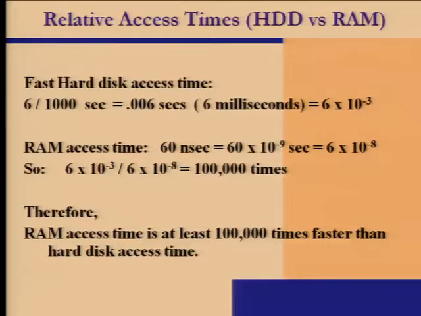So we look at the relative speed, the access time, of a hard disk and RAM. For the hard disk, we are talking in terms of milliseconds, 6 milliseconds, right? For DRAM or SRAM, we talk about nanoseconds, so about 60 nanoseconds, 6 times 10 to the power of minus 8. If you compare the two, it's 100,000 times. That means RAM access is 100,000 times faster than the hard disk. So moving data from the RAM will be 100,000 times faster than moving data from the hard disk.